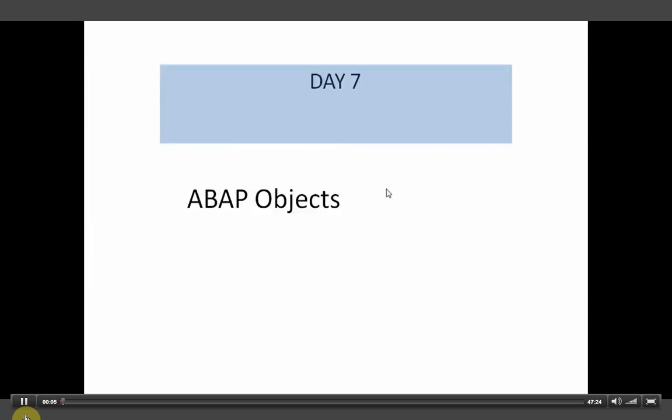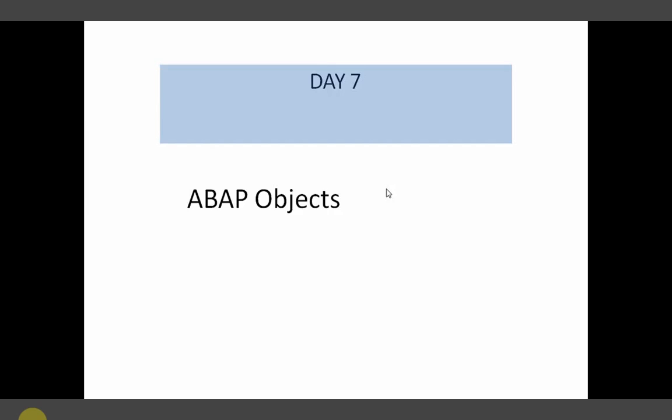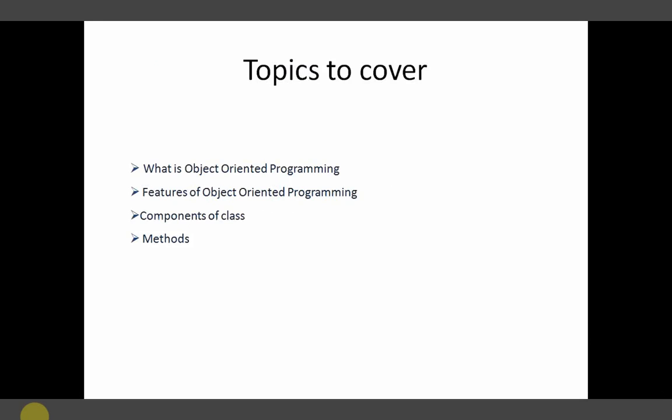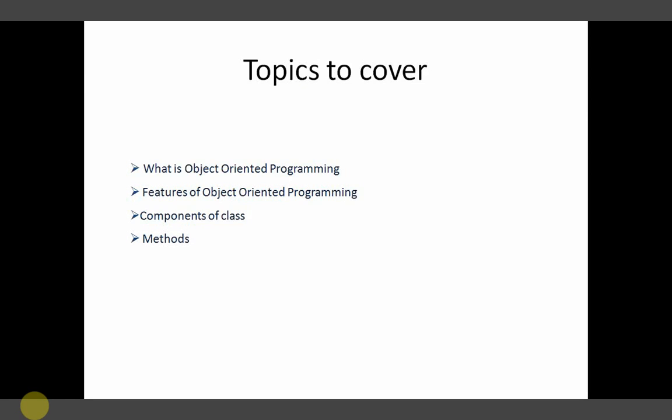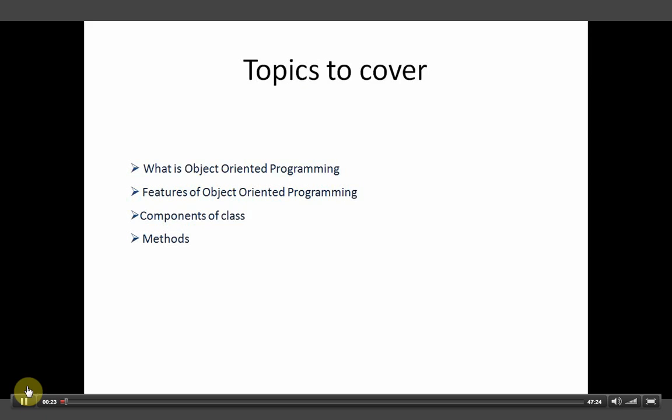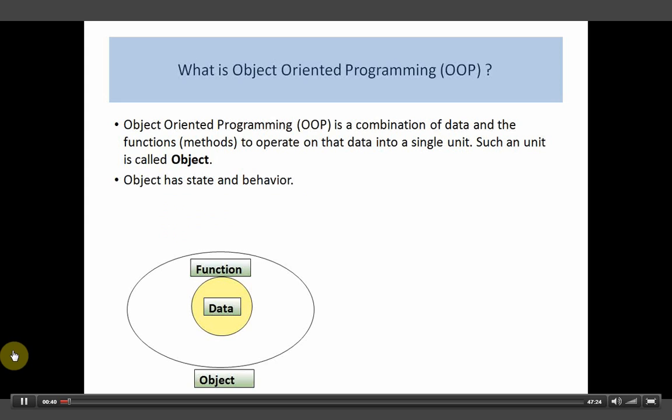Okay, for today we will be discussing ABAP Objects, that is nothing but ABAP OOPs. What is object-oriented programming? Features of object-oriented programming, components of class and methods. We will be discussing the different features of ABAP OOPs whenever the requirement comes, just like whenever we are working with the Genil, what are all the OOPs concepts that we need, we will discuss at that time, and we will be running with our web UI.